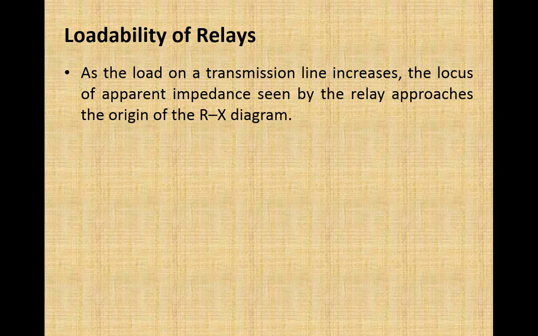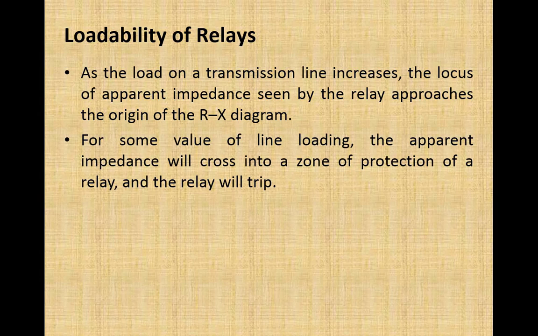So for some value of line loading, the apparent impedance will cross into the operating region of the relay. That is quite possible because the operating region of the relay will be around the origin. If it is an impedance relay, the operating region is centered at the origin. If it is an admittance relay, the operating region is passing through the origin.